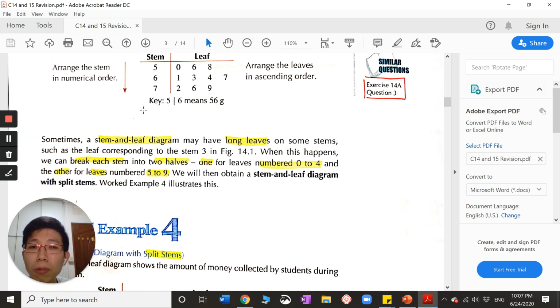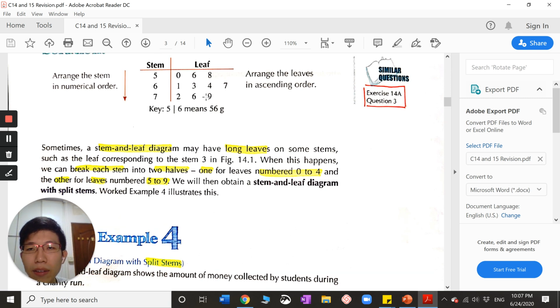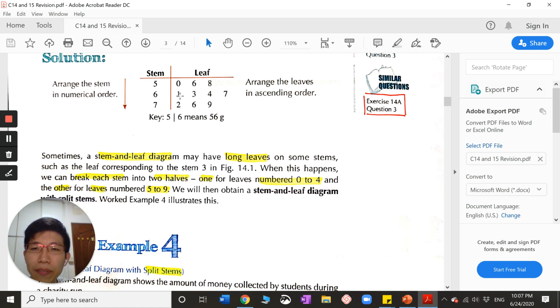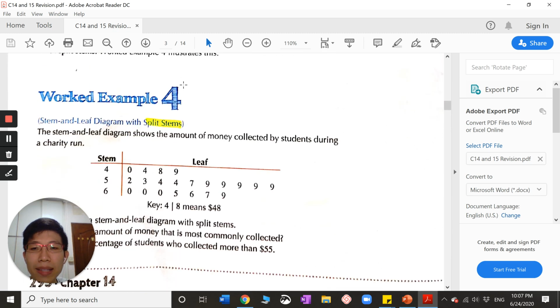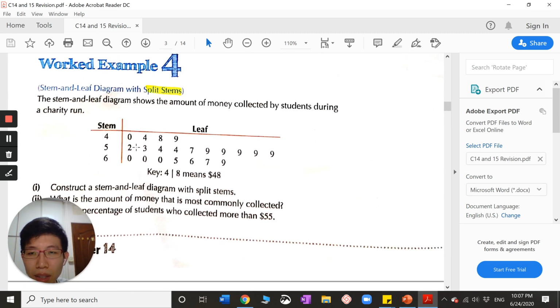Okay, so what if in some cases you have a very long leaf? Long leaf means that you have a series of data that falls within that tens place. So you can do it in a split stem. Split stem means, for example in this case, you notice that the 50s region has a lot of data over here. So what you can do is split up the stem into two.